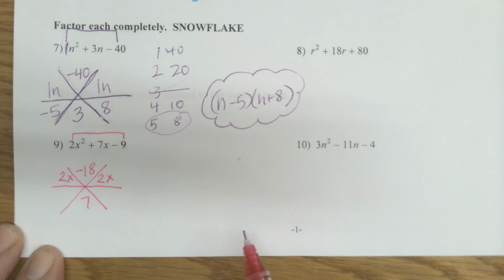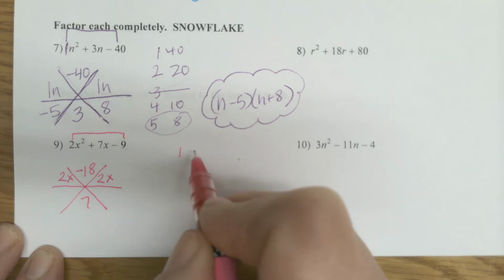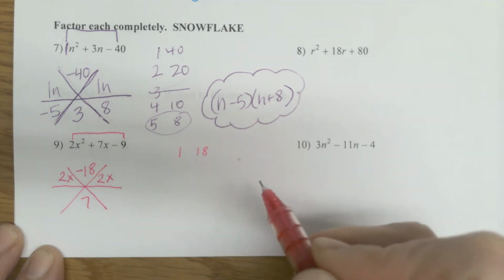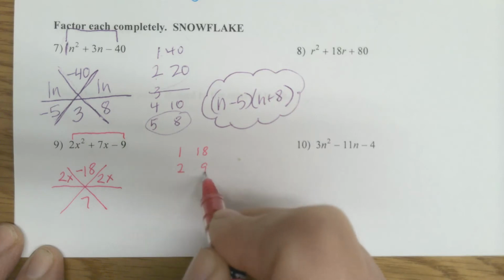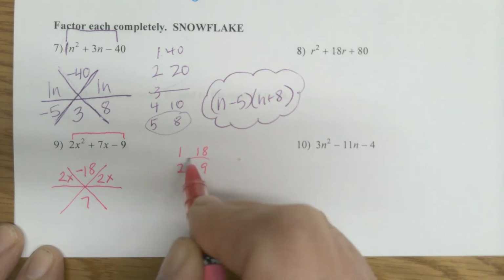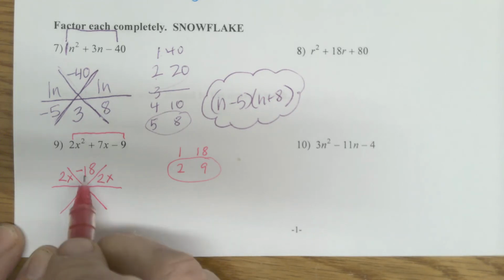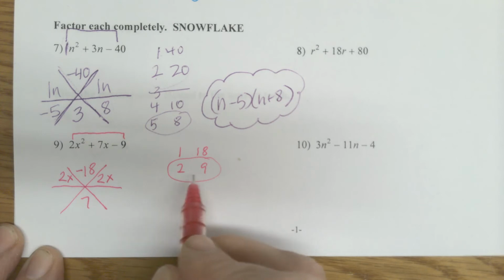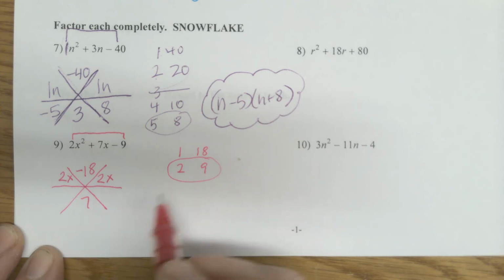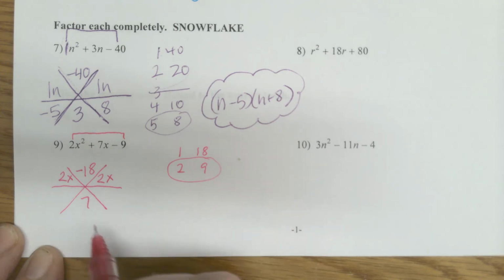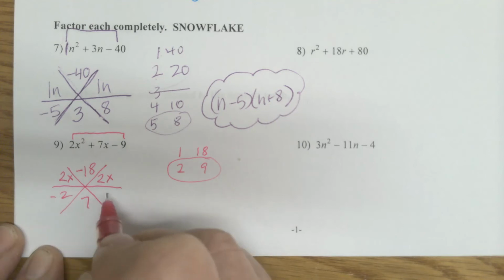And I'll go through that same process again. 1 and 18, 2 and 9. I think I found it. Again, I need it to be negative 18, so one of these needs to be negative, and positive 7, so the bigger one needs to be positive. So this is negative 2, positive 9.